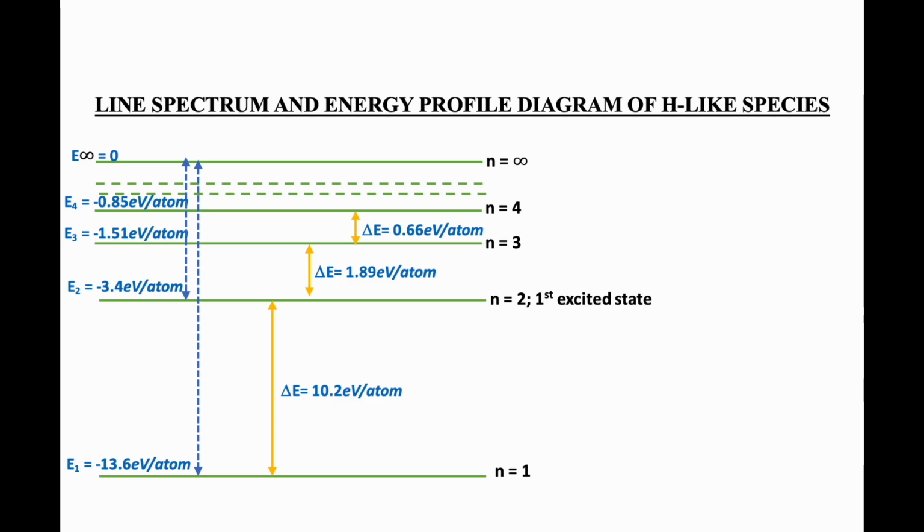So definitely the amount of energy which will be required to remove an electron out of the atom will be equal to E1, that is minus 13.6 electron volts per atom. Now if an electron is sitting in n is equal to 2, the second orbital, then the amount of energy required to move that electron to the infinite level will be E2, that is minus 3.4 electron volts per atom. And similarly, if the electron is resting in n is equal to 3, then the energy gap between n infinity and n is equal to 3 is minus 1.51 electron volts per atom.